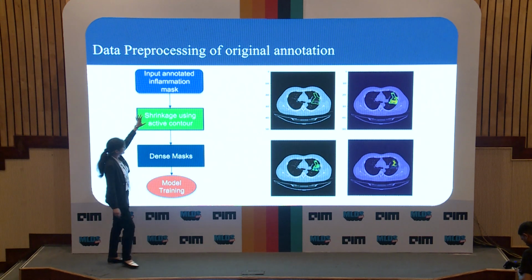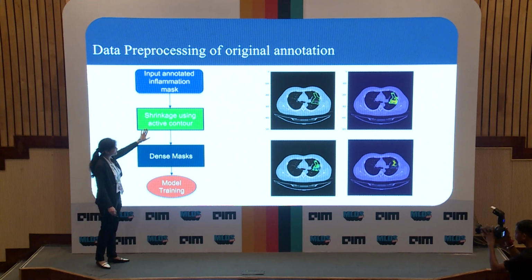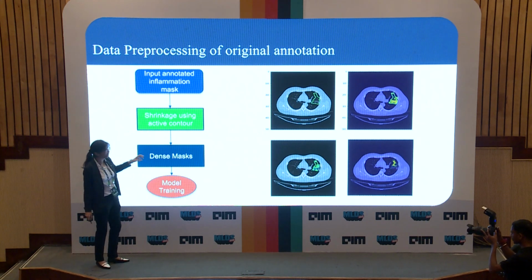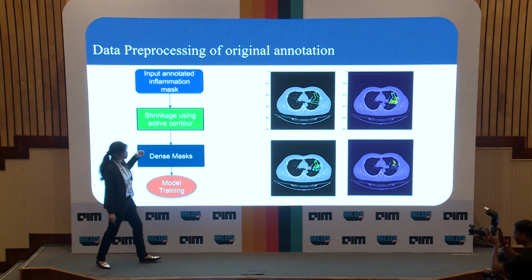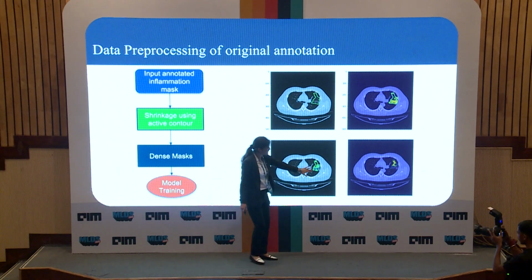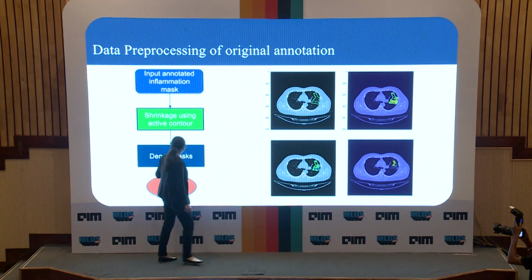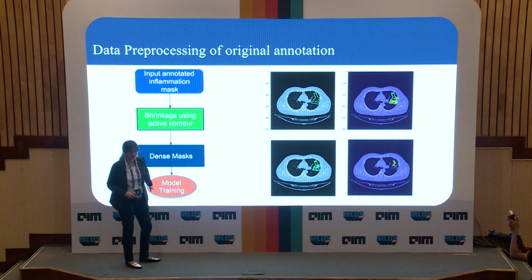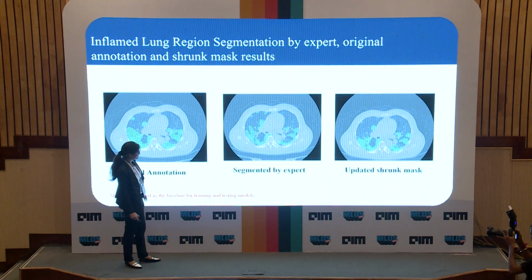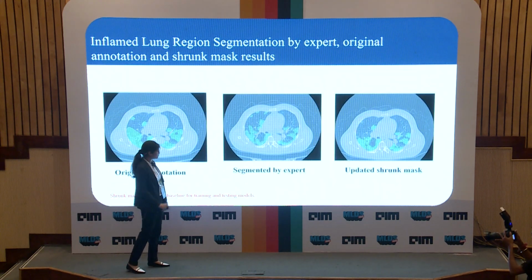Once we do that, we'll try to do the shrinkage using the active contour. It's again a mathematical concept which tries to shrink the portion of this white area so that our model will be easily able to focus on that white area of ground glass. After that, we will start our model training. Once the model training is done, then we will come to the outcome.